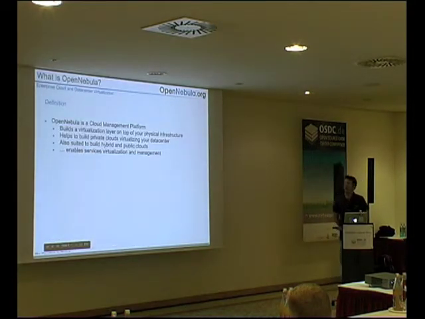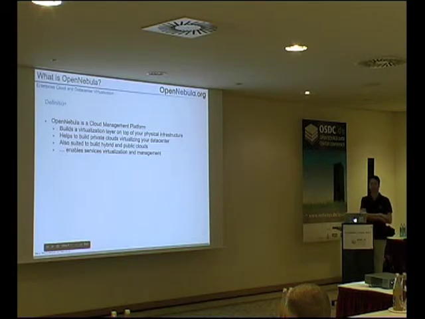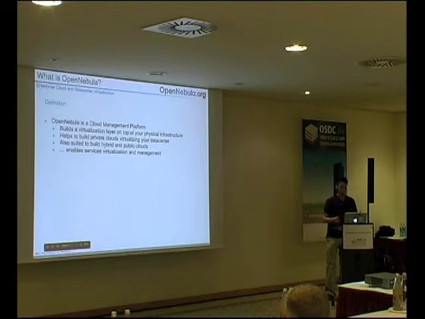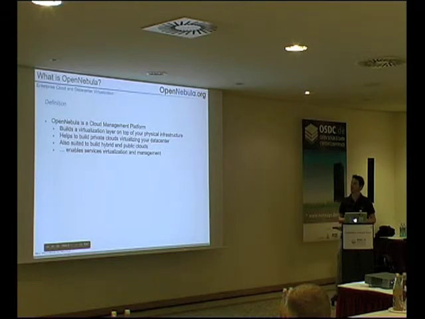So what is OpenNebula? OpenNebula is basically a cloud management platform. So it builds a virtualization layer on top of your physical infrastructure, and helps you build private clouds, virtualizing the resources you have in your data center. So it basically helps you manage the physical servers, the networking layer, and also the storage servers. So it's an orchestrator of mainly three resources: storage, networking, and computing power in the form of hypervisors.